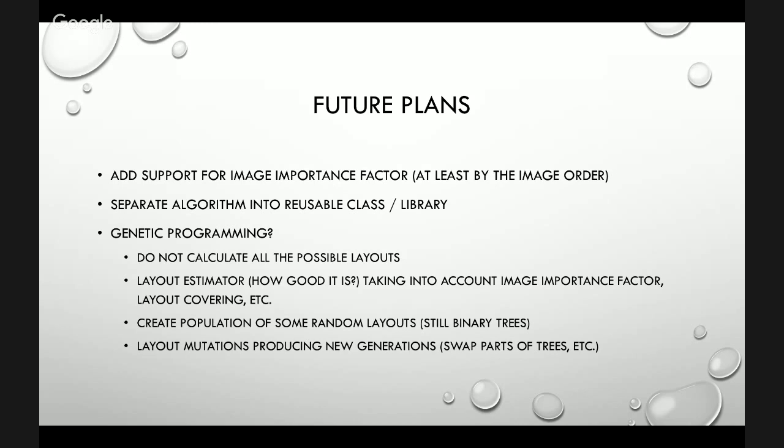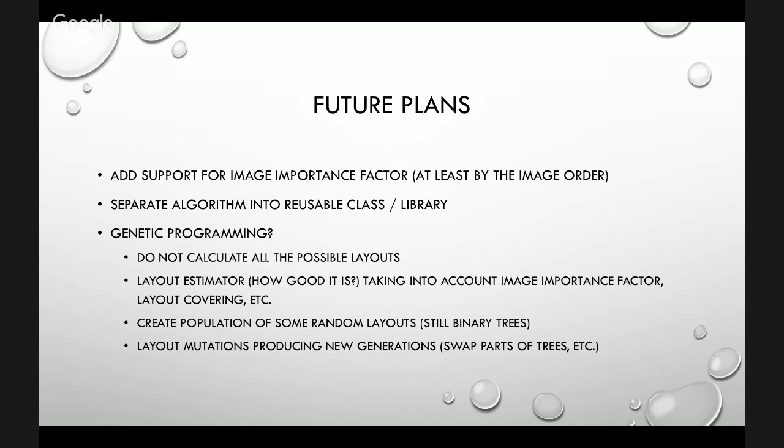And there is another approach to it called genetic programming. It is based on the assumption that you don't need to calculate all the possible layouts to get an acceptable result. So you can just calculate some population of random layouts, and then start doing genetic mutations between them, like getting a part of a tree and putting it into some other place in the tree, and swapping trees between the layouts. So doing some mutations. That is why it is genetic programming.